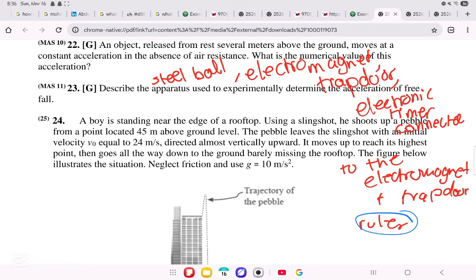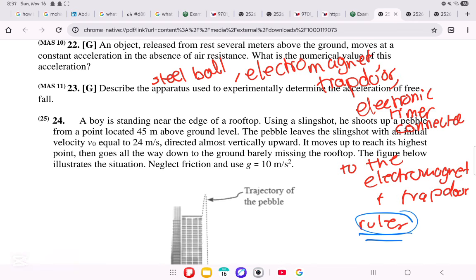The steel ball will fall, and then as soon as the steel ball lands on the trapdoor, and the trapdoor opens and closes, the timer will measure the time that it takes from dropping from the electromagnet all the way until it reaches the trapdoor. And then what do I do? I measure the distance from the electromagnet to the trapdoor. And what do I find? I find the acceleration by using the equation of motion of acceleration.